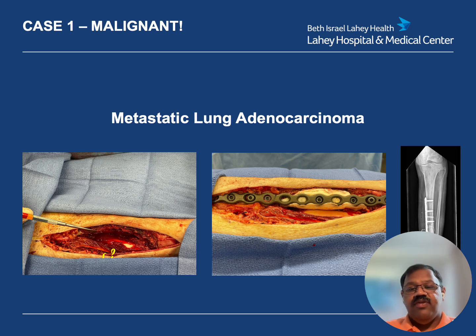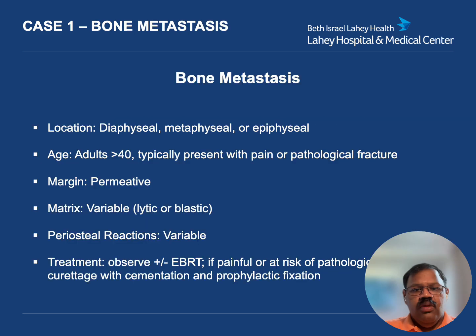And given her age of 50 years old, the most likely conditions could be either metastatic carcinoma, multiple myeloma, or lymphoma. And ultimately, she was diagnosed with metastatic lung adenocarcinoma. So bone metastases are usually diaphyseal in location, but can also be metaphyseal or epiphyseal. We usually see them in the adult population, usually over the age of 40, and oftentimes they present with progressive pain or even a pathological fracture.